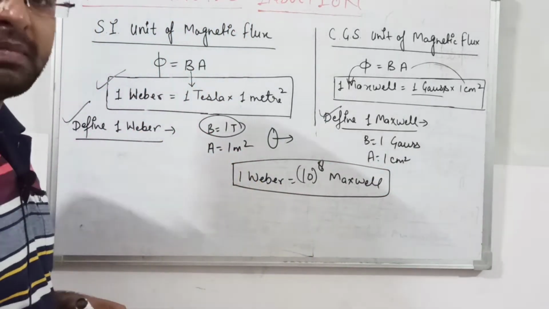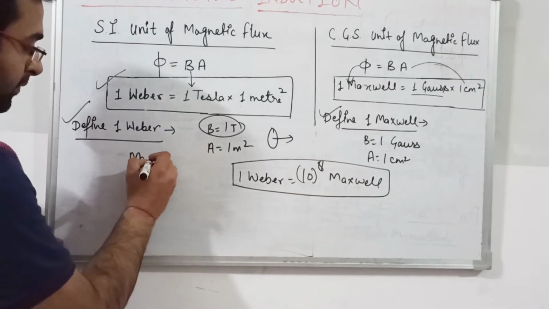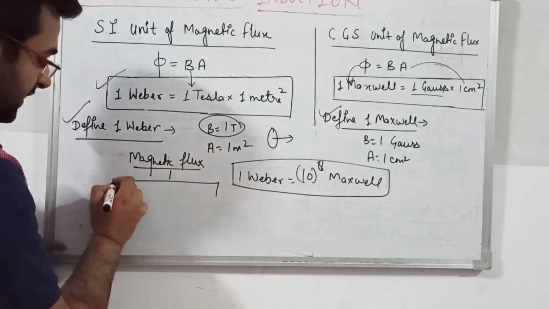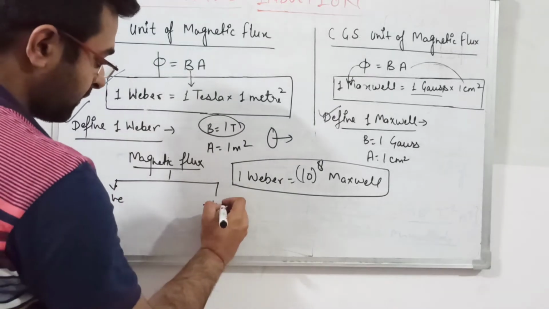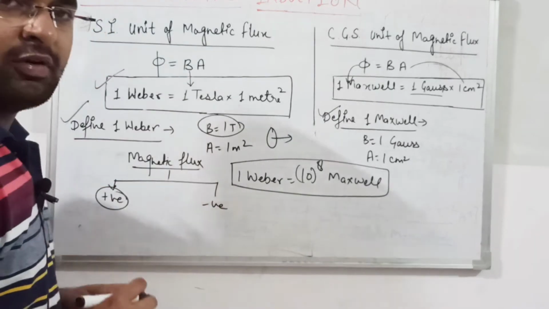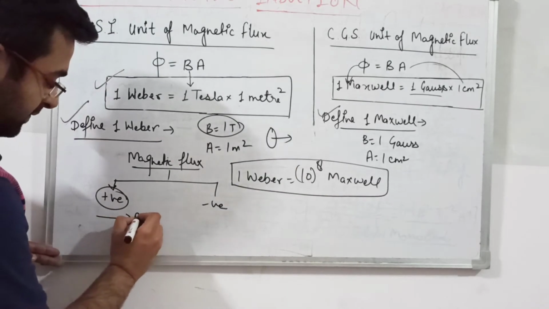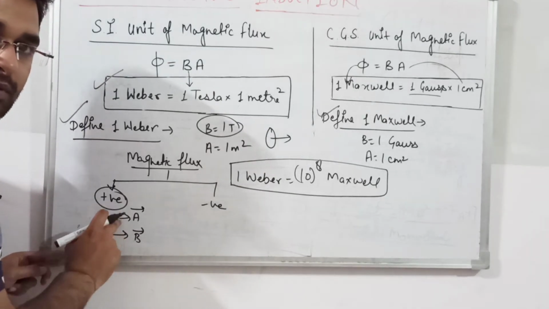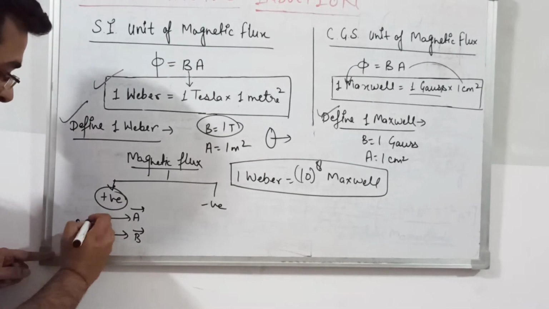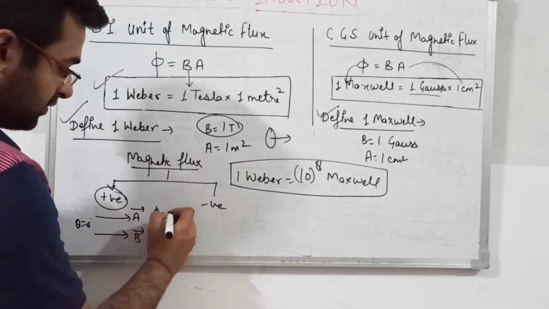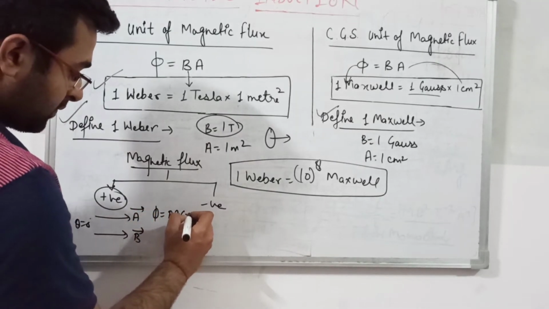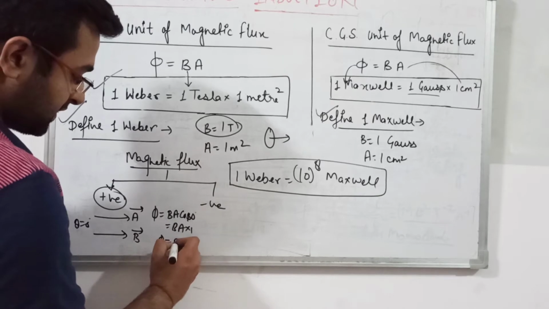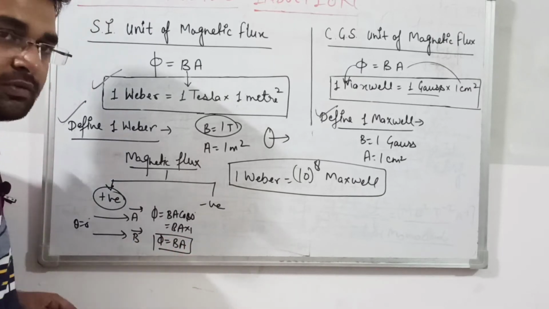There are two types of magnetic flux. One is positive and the second one is negative. For positive magnetic flux, we will take the area vector and the magnetic field vector both in the same direction, and the angle between them is 0 degree. So phi is equal to BA cos 0, and the value of cos 0 is 1. So the magnetic flux comes out B into A, which is a positive quantity.